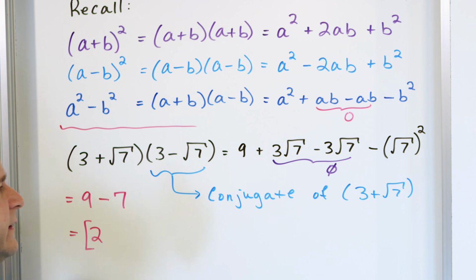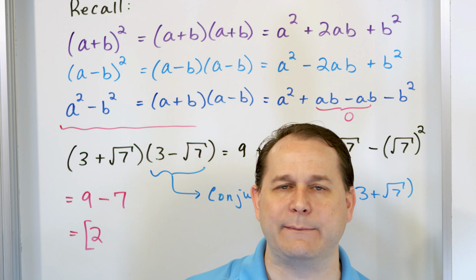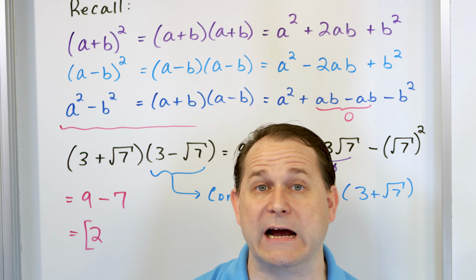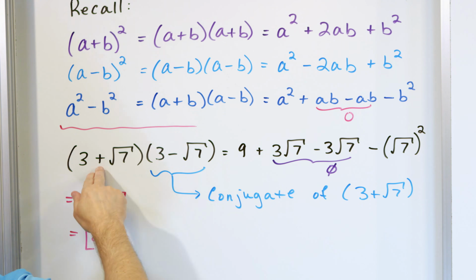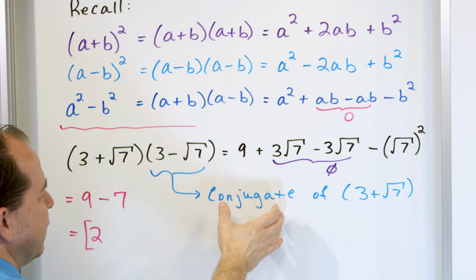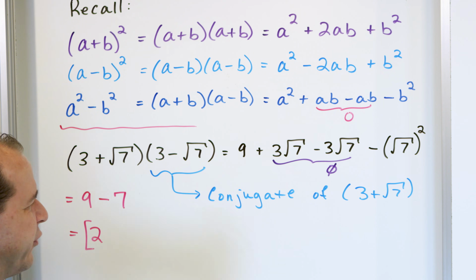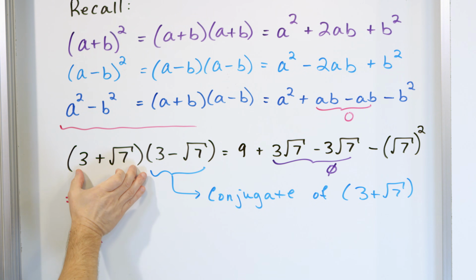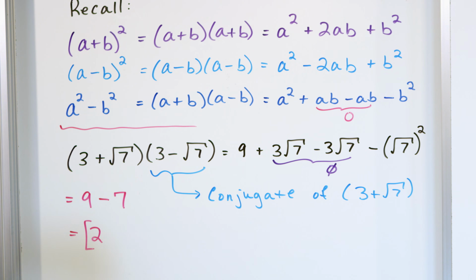Why is it the conjugate? The conjugate just means it's exactly the same term, but you just change the sign in between them. So here this was a plus, we changed to a minus, we say it's the conjugate of this. The word conjugate you can think of as almost like the sister or the brother or the cousin of this term. It's almost the same, it's just got one little change.